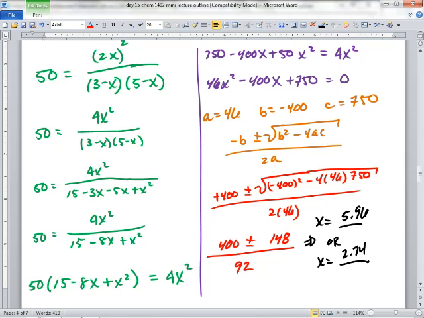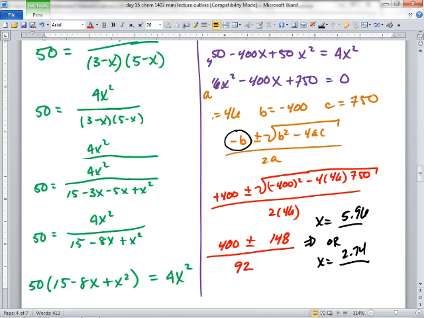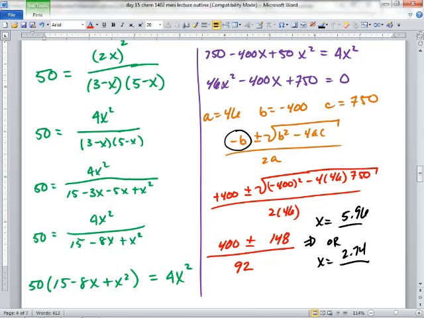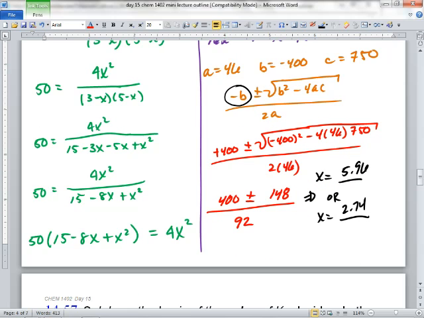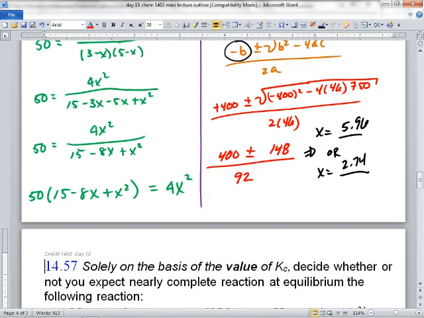Well, what's a negative number squared? Negative goes away. Remember, it's negative b. Look, negative b, so you have to put a minus in front of the negative 400. It ends up being positive 400. Okay, we have two possibilities. And remember, let's write out our answers here, our equilibrium composition.